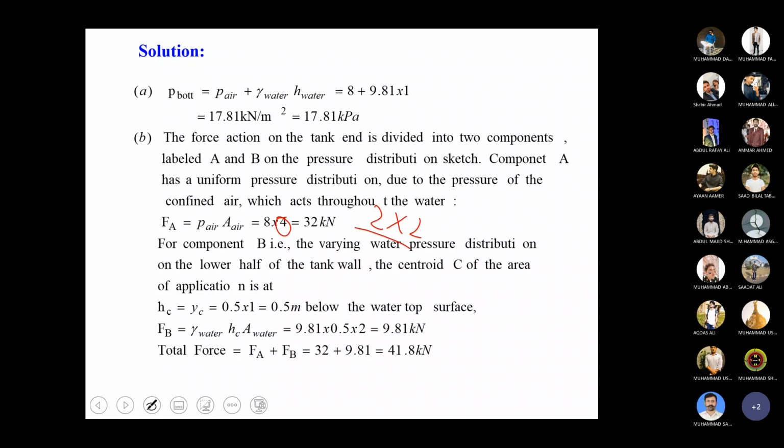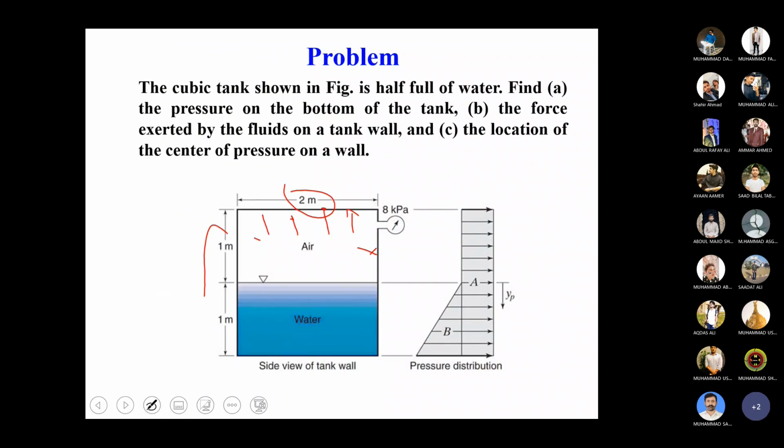Okay, so now coming towards the water side, obviously water will exert pressure on this 1 meter depth, isn't it? So can you find force by water by simply using the formula F is equal to gamma HC A, and what would be the HC in this figure?